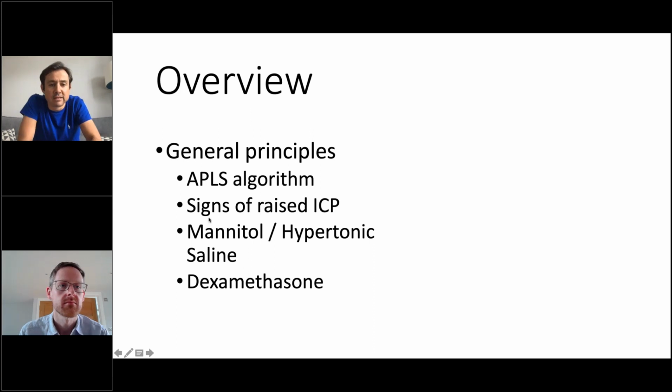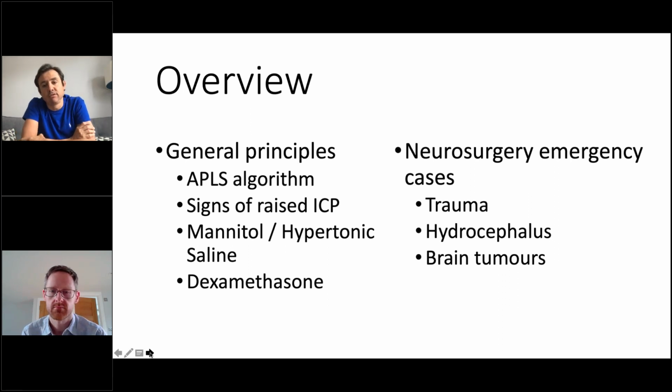There we go. So the overview of what I'll talk about. I'll start with some general principles, talk about the APLS algorithm, and from there go on to some signs of raised ICP, look at the use of mannitol or hypertonic saline, whichever you prefer, and a little bit on dexamethasone. And then I'll go through some emergency cases. Again, I was hoping to put more in, but time got the better of me, so I've just put some trauma cases in, some hydrocephalus and some brain tumors. So I hope you'll find some use at least in that.